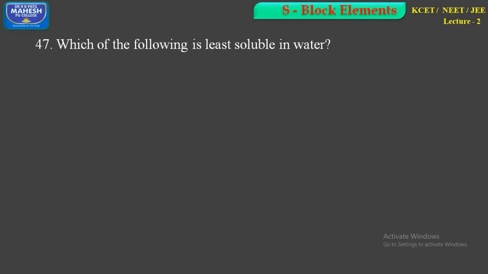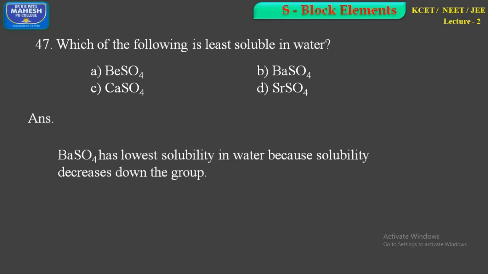Question 47. Which of the following is least soluble in water? Option A, beryllium sulfate. Option B, barium sulfate. Option C, calcium sulfate. And option D, strontium sulfate. Students, barium sulfate has the lowest solubility in water because solubility decreases down the group of the modern periodic table. Thus, option B is the right answer, barium sulfate.